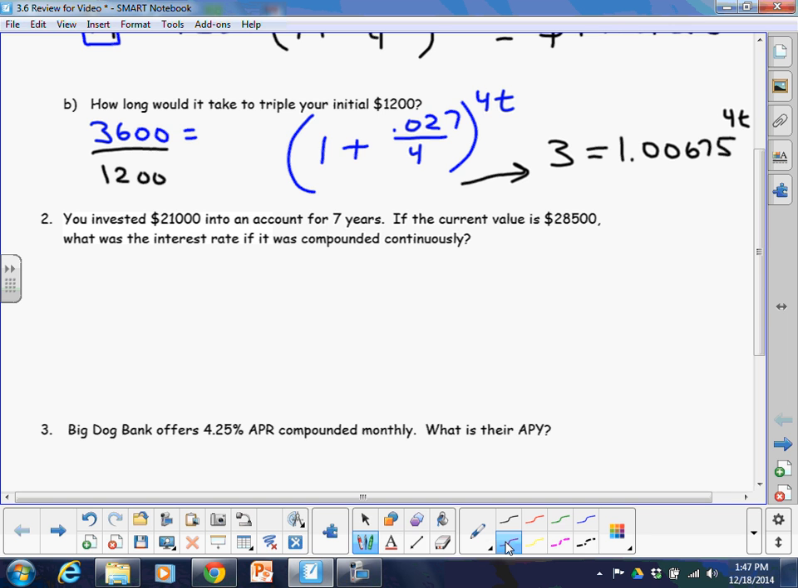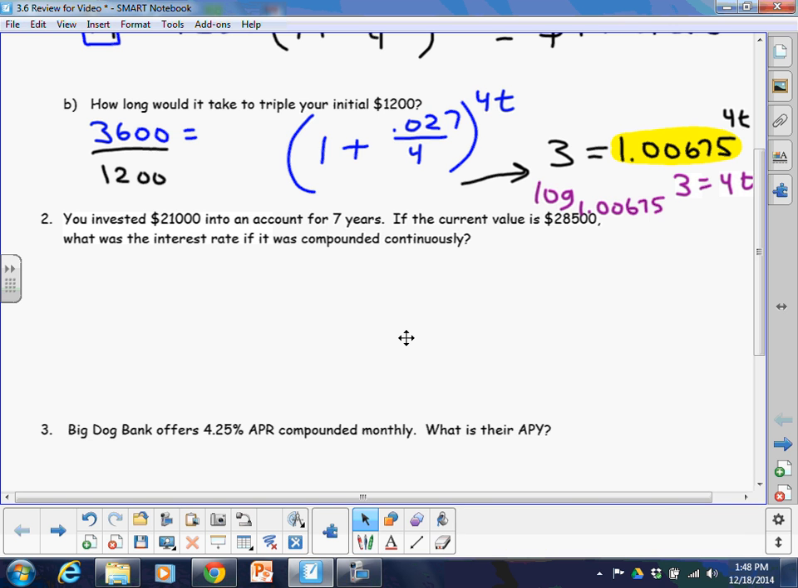And now again, we're looking for something in the exponent, so that's when we're going to go to log form. It's going to be log of this base, because that's the thing getting raised to a power, right? So it's log base 1.00675 of 3, and that's going to equal whatever the exponent is, which is 4t in this case.